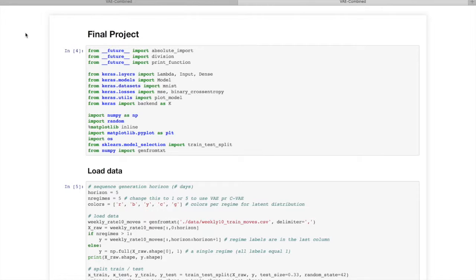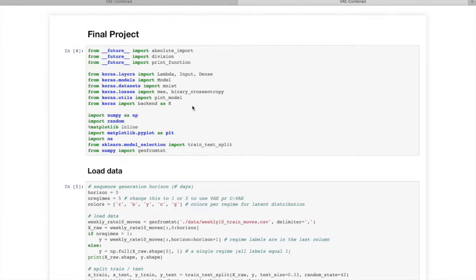Let's have a look at the code. For this work, I modified the variational autoencoder that comes with the Keras documentation to work with weekly run samples and to add conditioning on market regime as previously described.